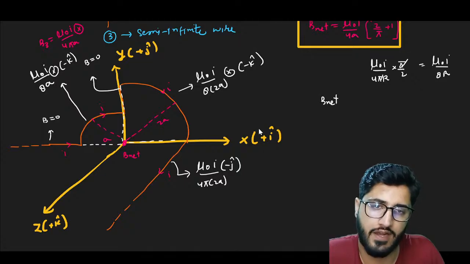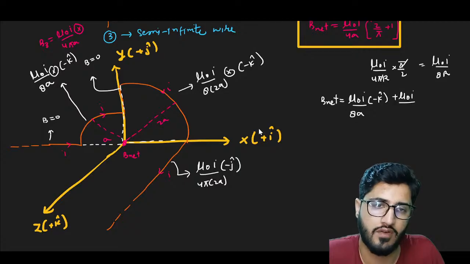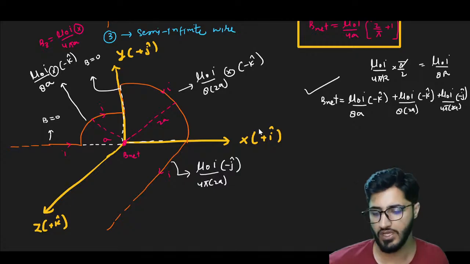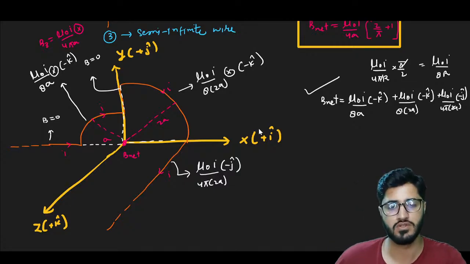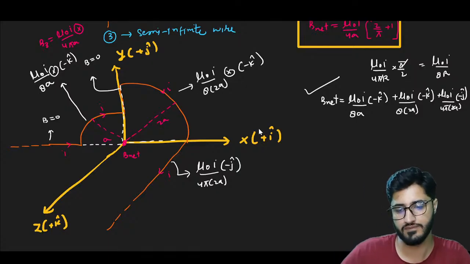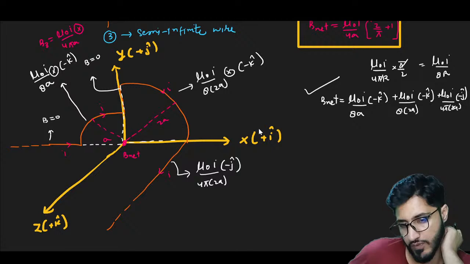Sir, B net, if I need to write it, it would be mu naught I divided by 8a minus k cap, plus mu naught I divided by 8 2a minus k cap, plus mu naught I divided by 4 pi 2a minus j cap. This is my answer. You can simplify it also, no? There is no issue. You can simplify this one also. Okay?